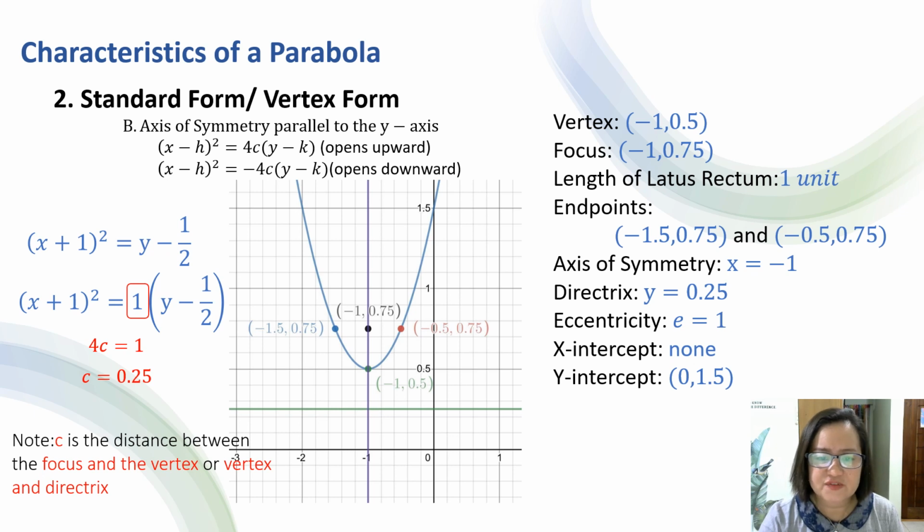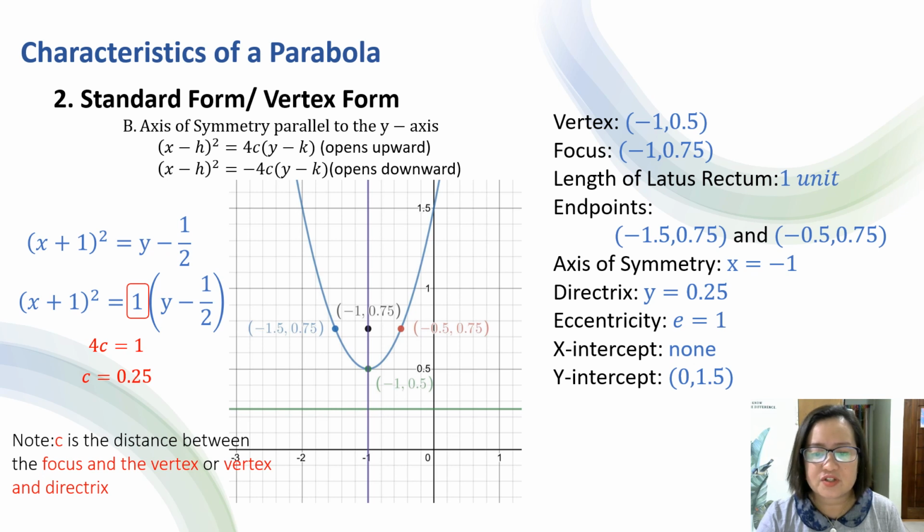Remember that the axis of symmetry is the line that passes through the vertex and the focus. And that line is given by the equation x equals -1. To get the equation of the directrix, we go back to the description of the value of c. That c is the distance between the focus and the vertex, or the vertex and directrix.